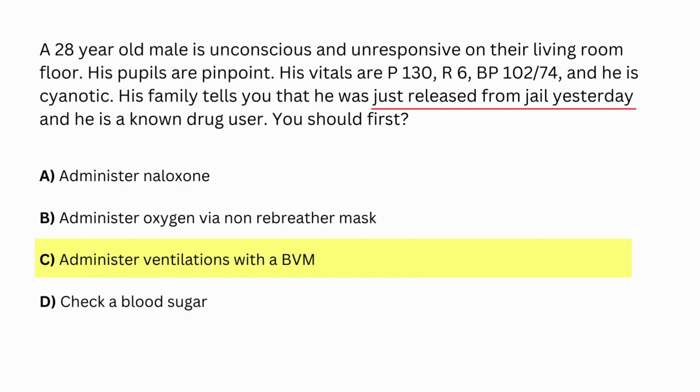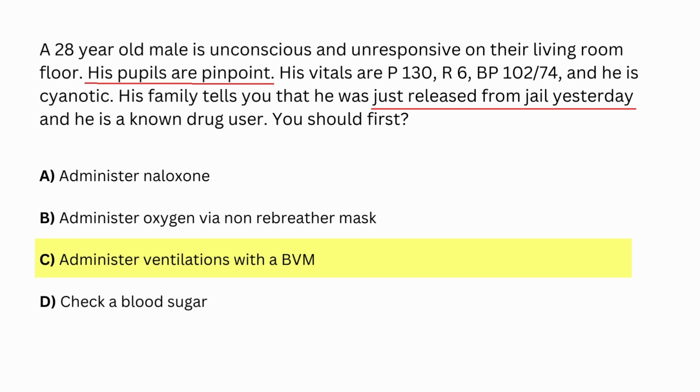So again, this information is included so that you can use your critical thinking skills to recognize the fact that not only is this person more likely to have used drugs, but they're also more likely to have overdosed. It also states that the male has pinpoint pupils and is a known drug user, which makes you believe that there's a good possibility that they may have used drugs and have overdosed on an opiate or opioid.